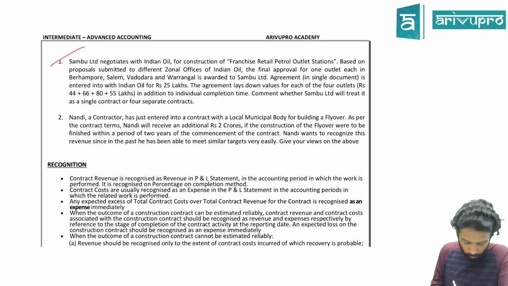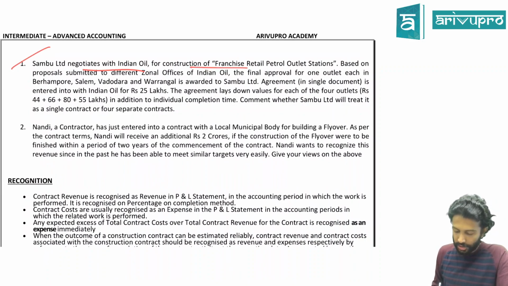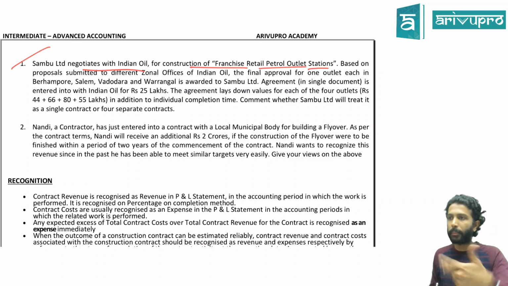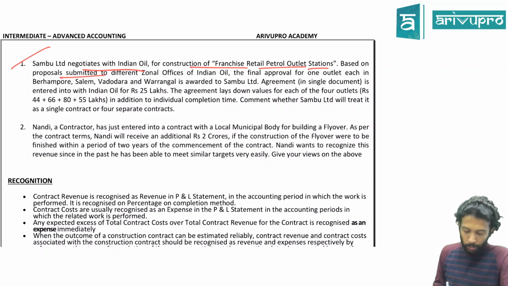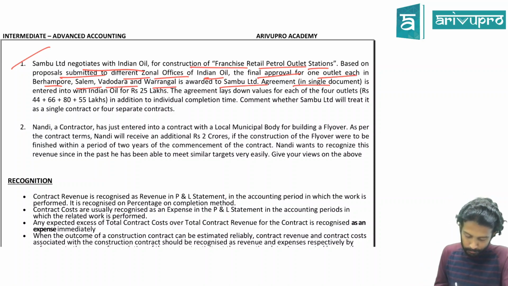Question. I'll help you read the question, then you give me the conclusion. Sambhu negotiates with Indian Oil for construction of franchise retail petrol outlet stations. So we are constructing petrol stations, based on the proposal submitted to different zonal offices of Indian Oil. The final approval of one outlet in each of Berhampur, Salem, Vadodara, Warangal is awarded to Sambhu. In 4 regions, we got the contract to construct 4 petrol pumps. Agreement was done, however, in a single document. One stamp, probably to save stamp duty, they entered everything in one document.